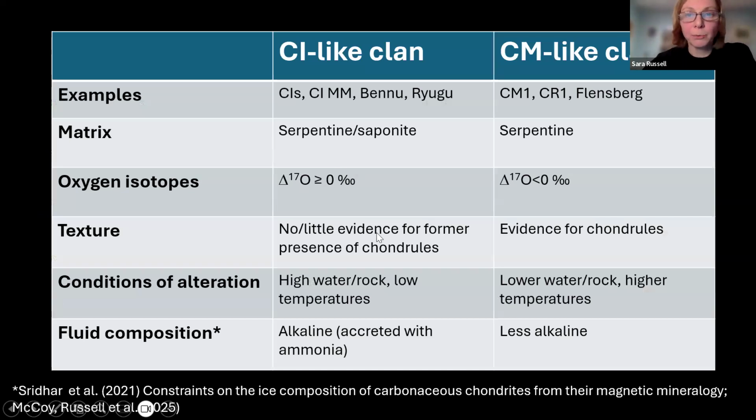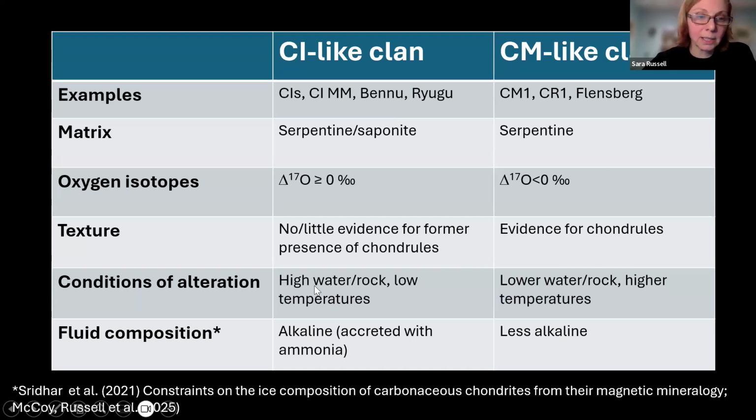Okay, so I'm broadly dividing these objects into two groups, the CI-like clan and the CM-like clan. And again, these are very, very big families. But the CIs include Bennu and Ryugu as well, and the CMs include Flensburg. So they have a matrix that includes saponite as well as serpentine. They tend to fall above the terrestrial fractionation line in oxygen isotopes. They have no chondrules, whereas the CMs have evidence for having contained chondrules once.